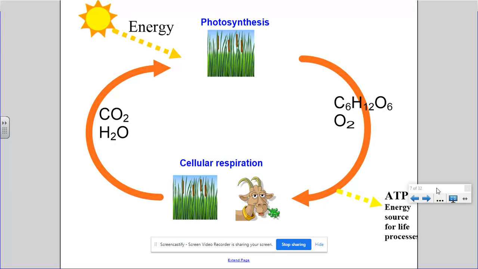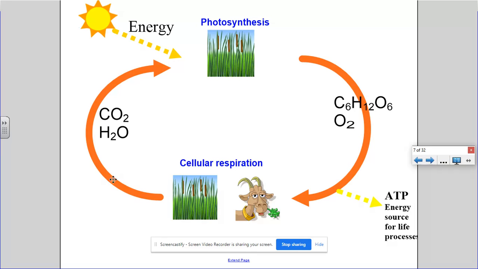And this is where we get to the big idea. Take a minute to really think about what this means. We're going to take sun energy. Using carbon dioxide and water, plants will convert this into glucose, C6H12O6, and oxygen gas. Then during cellular respiration, we will use this glucose to make ATP, or energy.